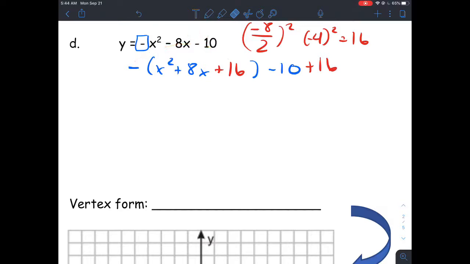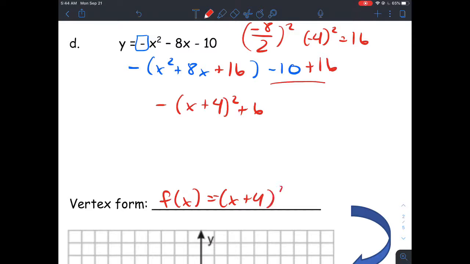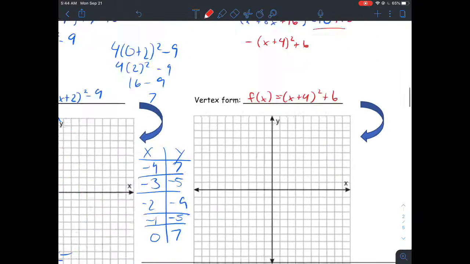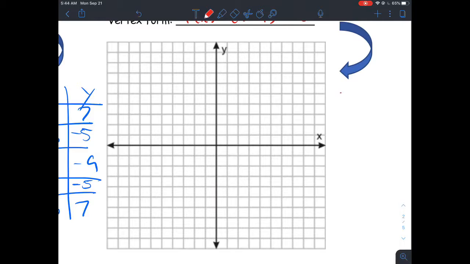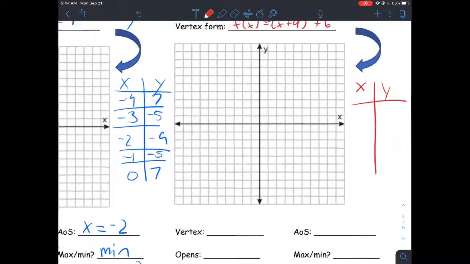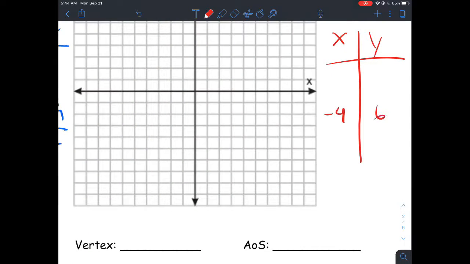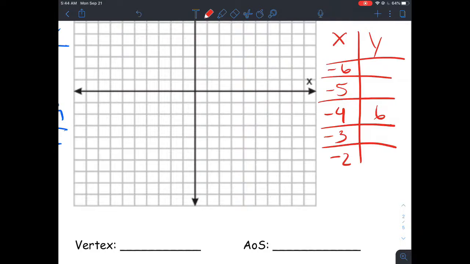So then we'll go ahead, move this guy out of the way. And we will go ahead and write this as a perfect square. And then combine our coefficients. And we're done. F of x equals negative x plus 4 squared plus 6. Then let's go ahead and make our chart. We'll put our vertex in the middle, which is going to be negative 4, 6. So we end up with minus 5, minus 6, minus 3, minus 2.